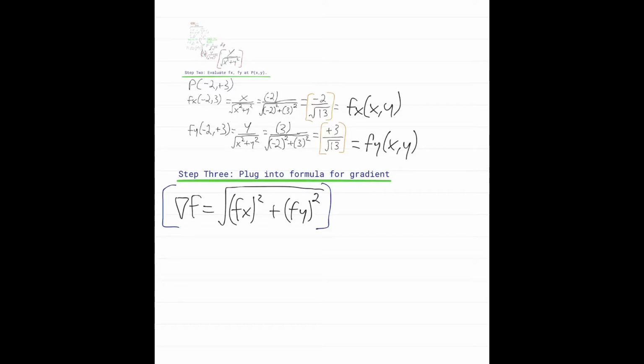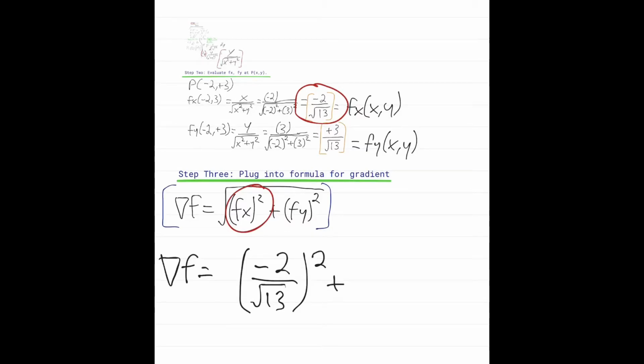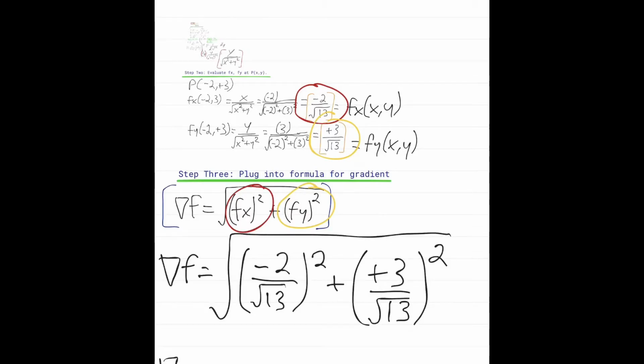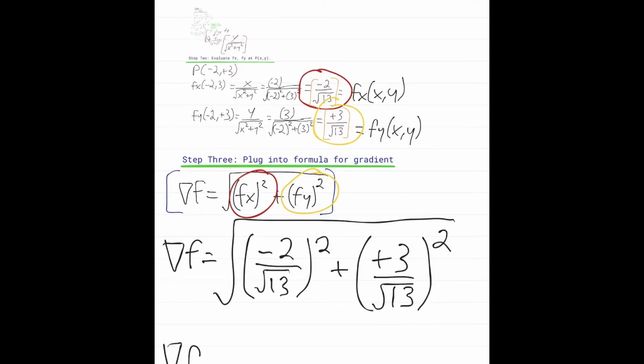Partial x squared plus partial y squared. In doing so, we plug in the values that we got in step 2, which was -2/13. So that would be our partial x squared. And then we do the same thing for partial y. We plug in the values that we got for partial y, which was +3/13 square rooted. And now furthermore, all we do is just simply solve.